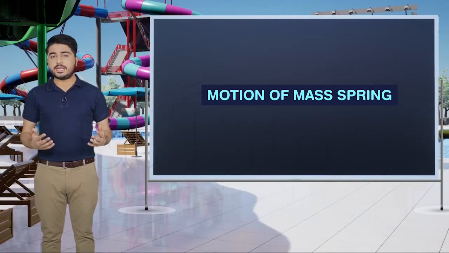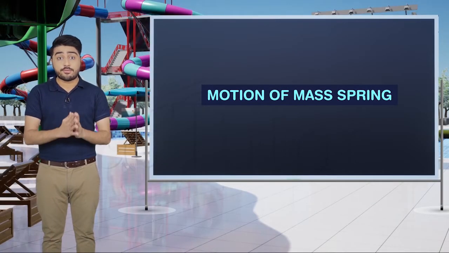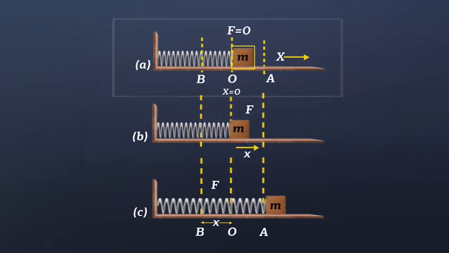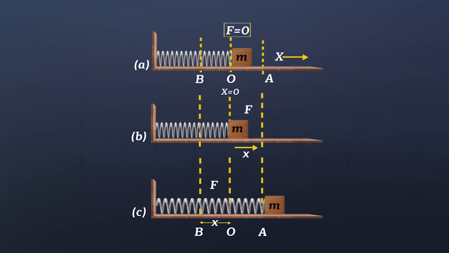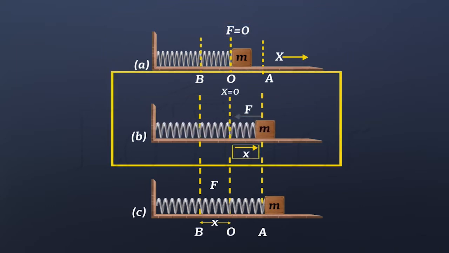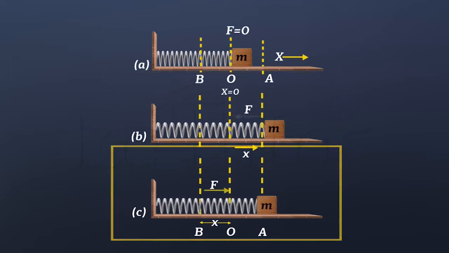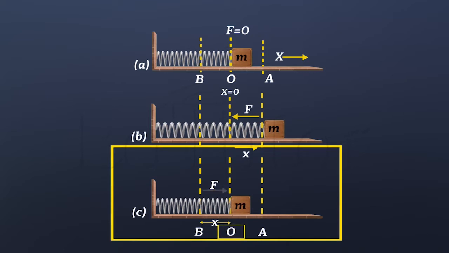For the next two properties, let's consider the motion of a mass spring again. As you can see on the diagram that we referred to previously, the mass m is at its resting position O, because the net force acting on the mass is 0. If we pull the mass through a distance x up to the extreme position A and then release it, due to the restoring force of the spring, the mass moves back to the mean position O.